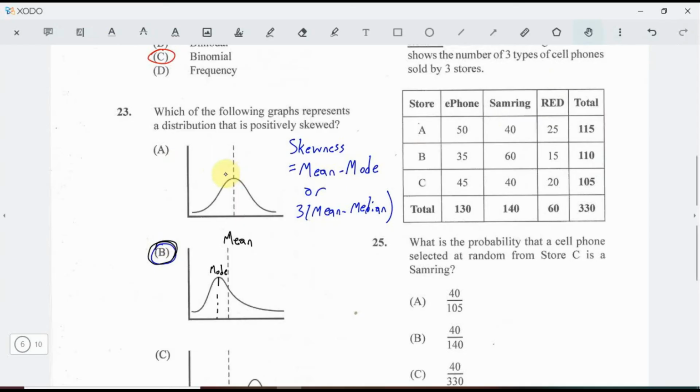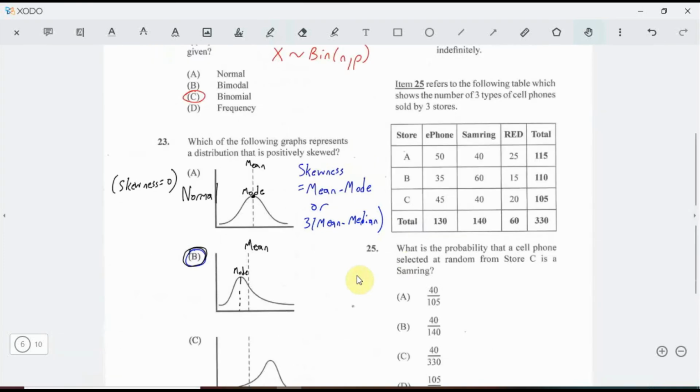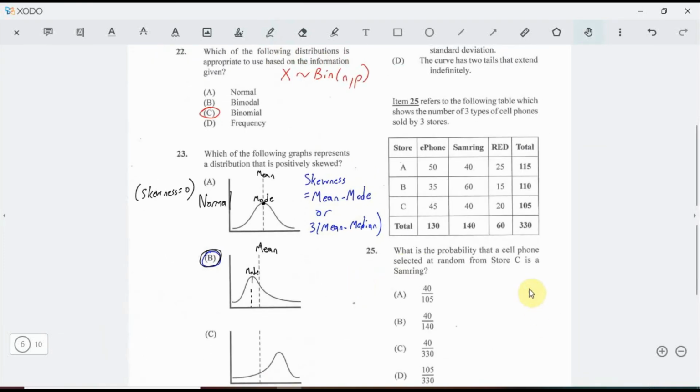Option A, this is normally distributed. You can see the mode is right here, and you can also see this line represents the mean. So this is, of course, normally distributed. Option A is just normal. And normally distributed means that the skewness equals 0. Just some additional information to note down: skewness is 0. So it's option B, that one is positively skewed. Well, easy.